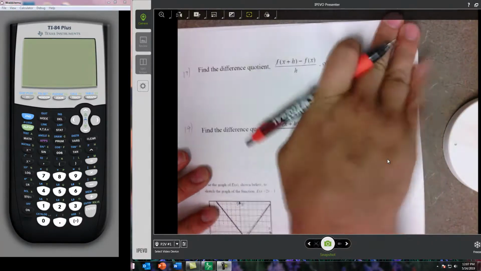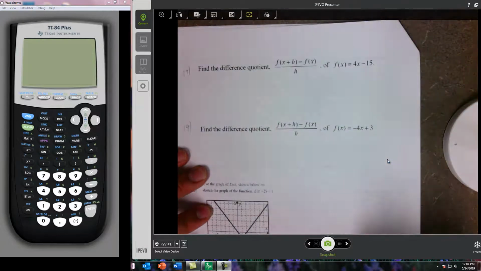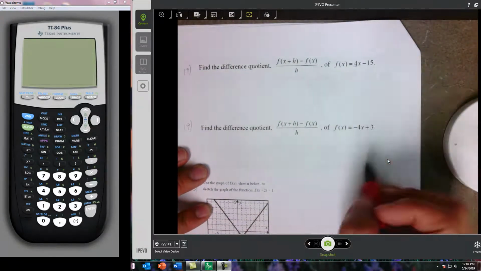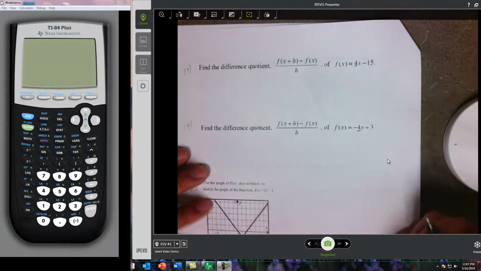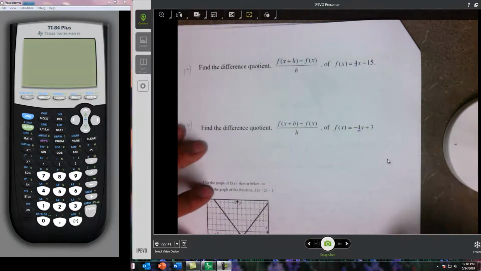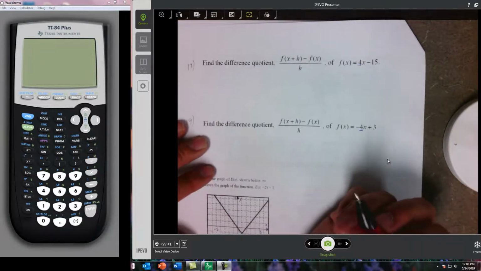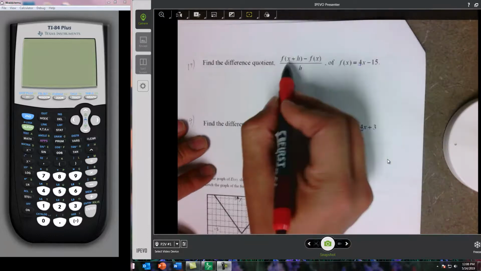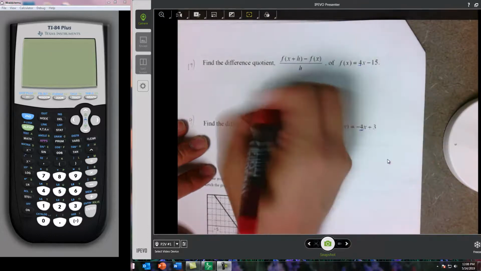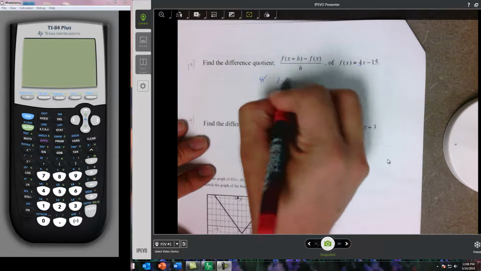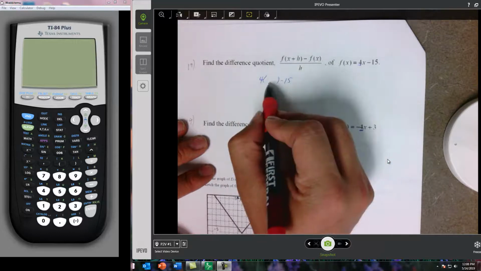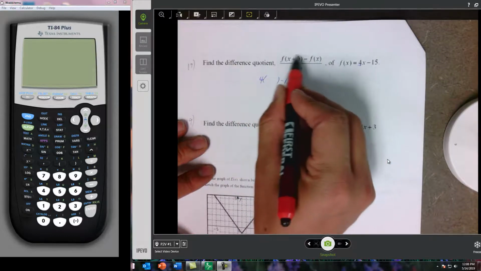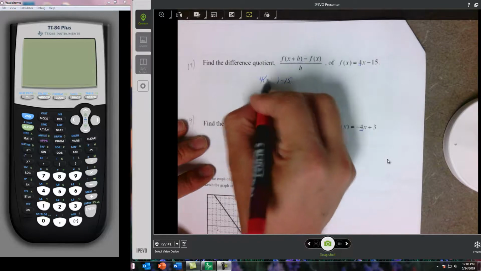I'll tell you up front, the answer is the slope. The slope of this equation is 4. The slope of this equation is negative 4. Those are the answers. How we find those answers, how we prove we know those answers, is by doing the difference quotient, which is to take this equation, 4 times something minus 15, and instead of putting an x there, I'm going to put x plus h. Okay, so x plus h.